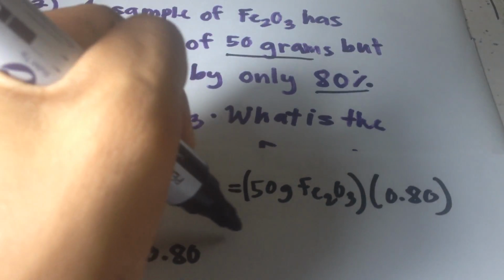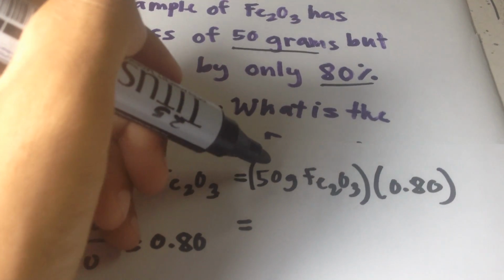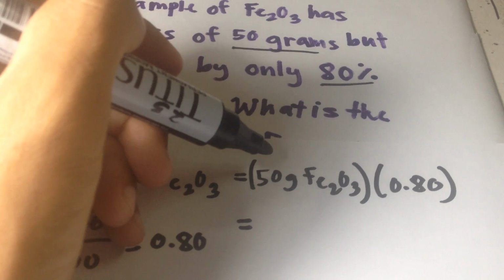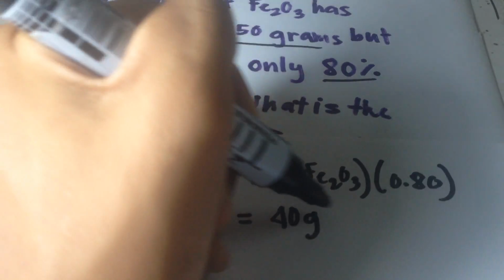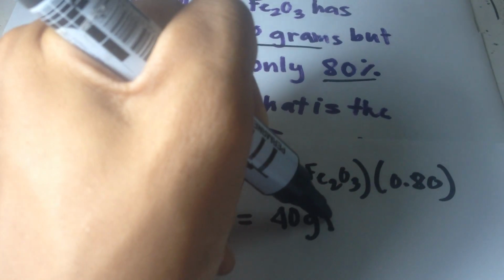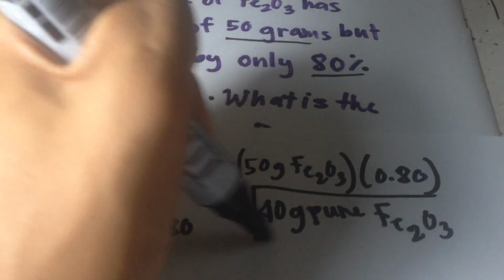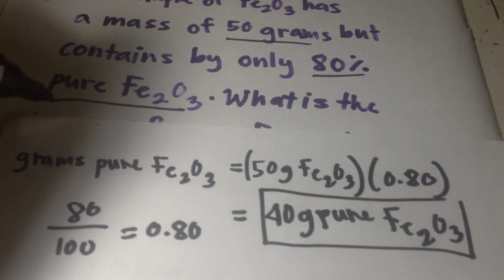So multiply by 0.80. So equals 50 times 0.80 is equal to 40 grams of pure iron trioxide. So that is the final answer. That's number 3, right?